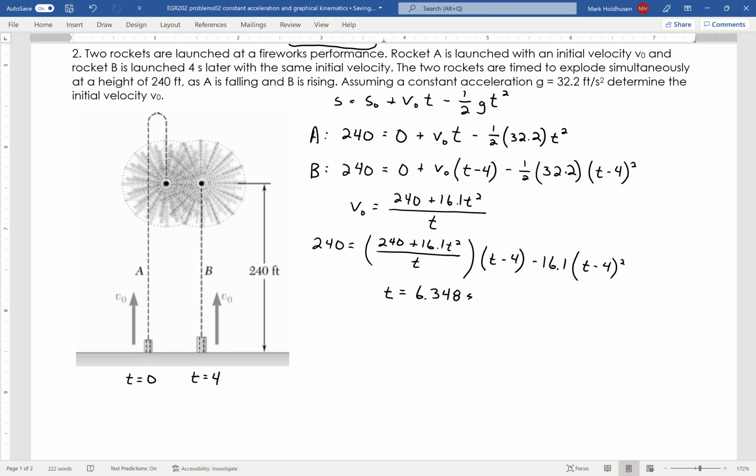Now that I know that, I can plug the 6.34 into the v naught equation above, and I find that the velocity these are launched at is actually 140 feet per second. So in the design of this fireworks show, I can figure out when to launch these and at what velocity so they explode at the point that I want them to explode. And again, I can only do this because I know gravity is a constant acceleration. Therefore, these algebraic constant acceleration equations can be used.